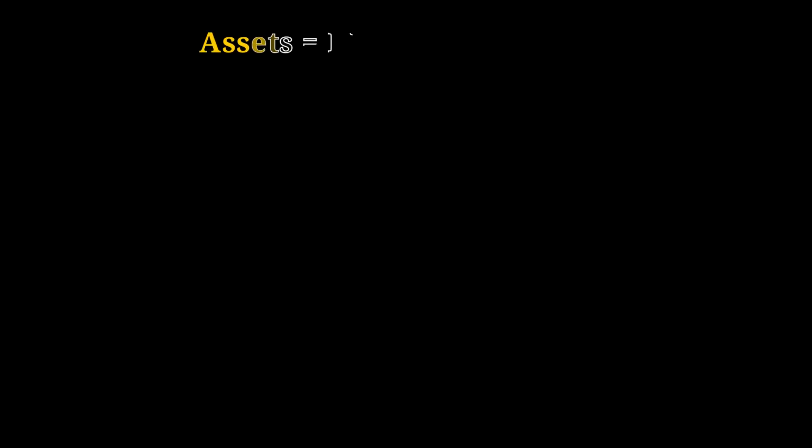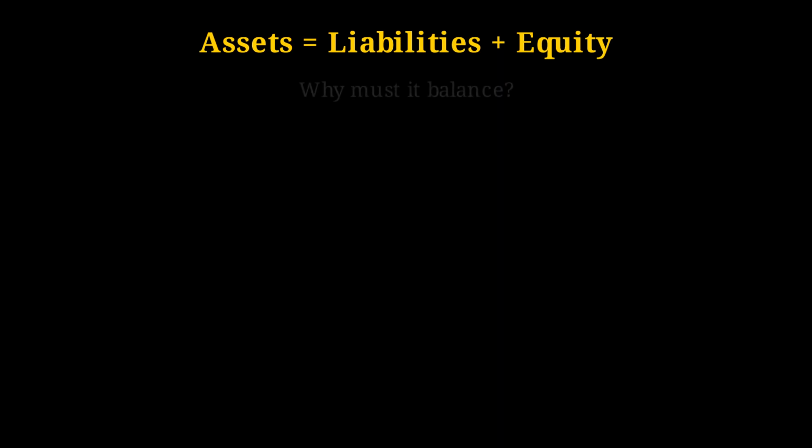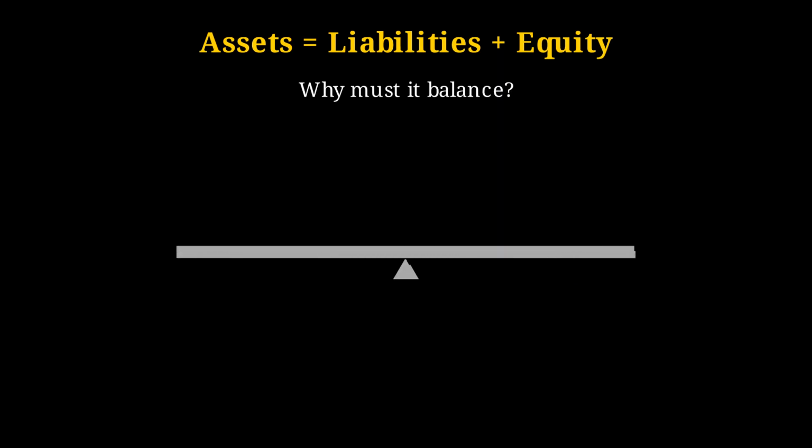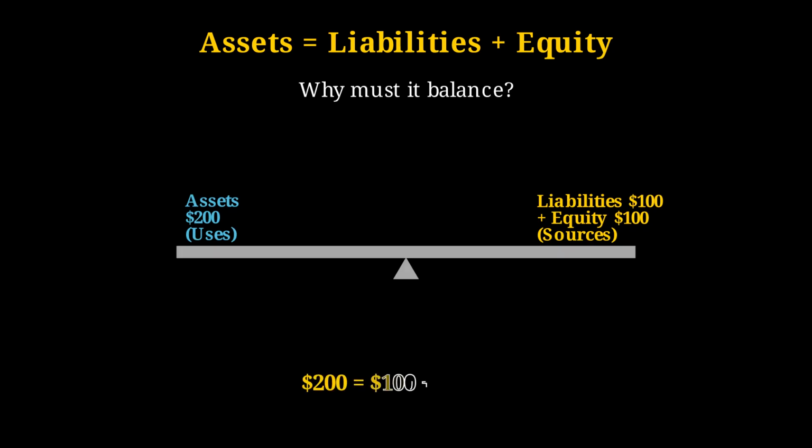The balance sheet equation is the foundation of accounting. Assets equal liabilities plus equity. Why must it balance? Because every asset is financed by either debt or equity. If you buy a $100 machine, you either borrowed $100, a liability, or you used $100 of your own money, equity. The machine is an asset. The loan or equity is the source of funds. Assets are uses of funds. Liabilities and equity are sources of funds.